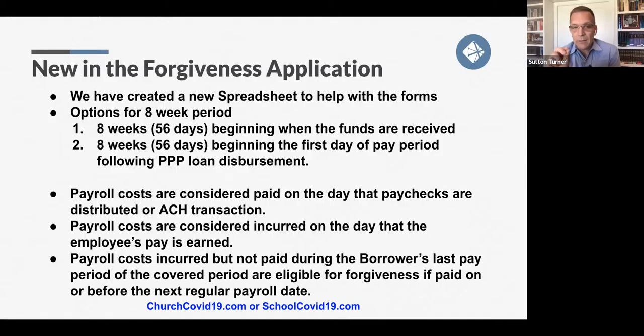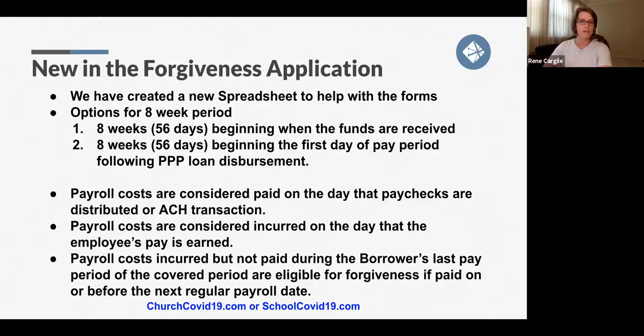And then some of the changes are this additional 8-week period. We've already had the 8-week period, 56 days, beginning when the church funds are received into our account. However, it's now 8 weeks beginning the first day of the pay period following the PPP disbursement. So Rene, any point on this as far as payroll and when it hits? Can you help me describe this? So if you received your money on the 8th of April and your payroll comes out on the 15th, you can begin your 8 weeks on the 15th with that payroll. So you're going to get a few more payrolls in there than you would if it stopped on June 3rd.